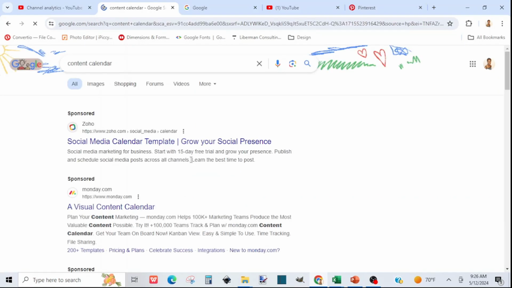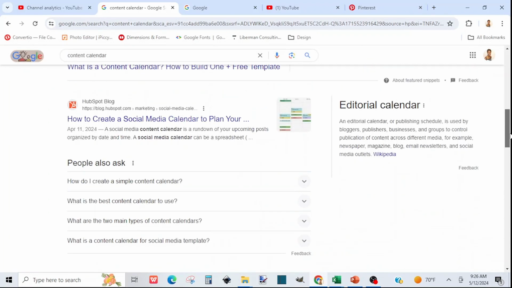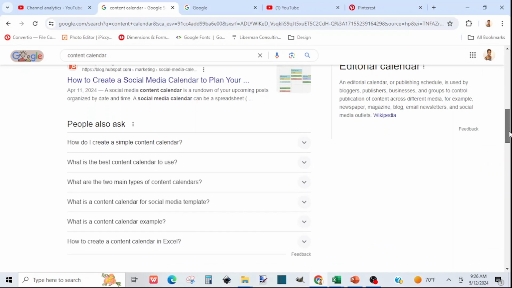If what is suggested by Google meets what I have in mind to share information on, then I will type it on my spreadsheet. That will be the suggested research. Then I will scroll to people also ask questions. How do I create a simple content calendar? What is the best content calendar to use? It does not really meet what I'm looking for, but you can see that there are four questions there. When I click on it, it's going to add more to it. And then I'll keep reading.